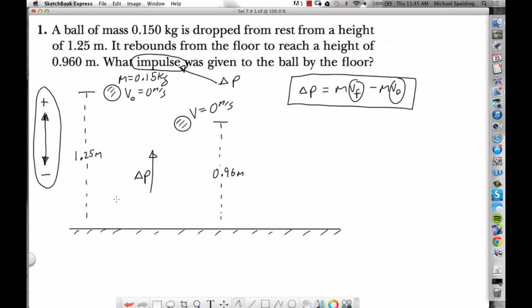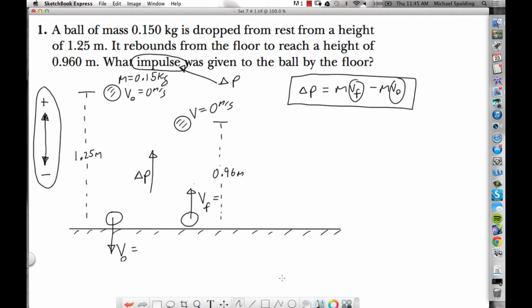So what do we mean by V initial? V initial is right before the ball hits the ground. This velocity right before the ball hits is V initial, and then what's V final? Right after the ball hits. So that's going to be V final, that's going to be V initial. Initial meaning before hitting the floor, final meaning after hitting the floor, right?